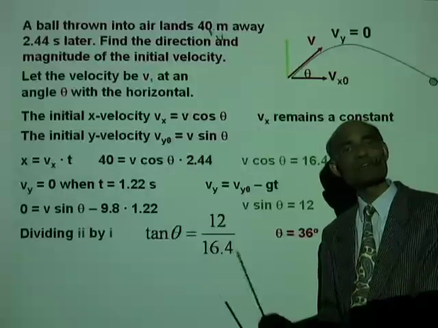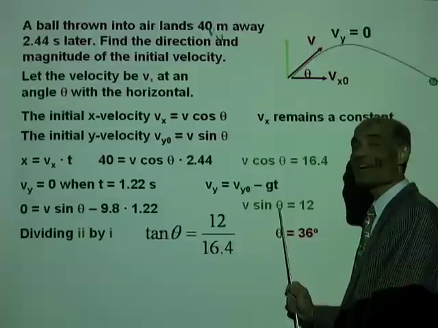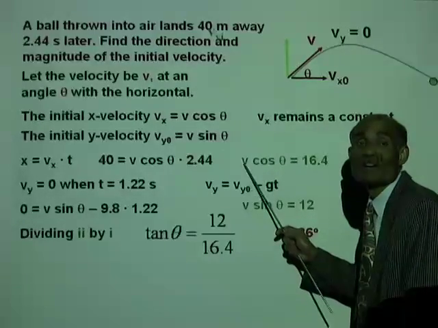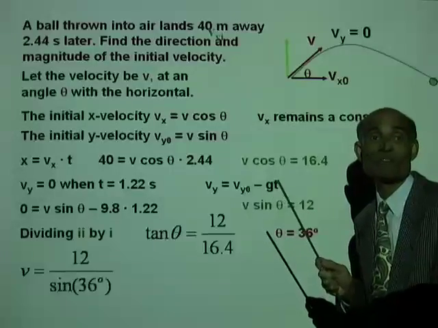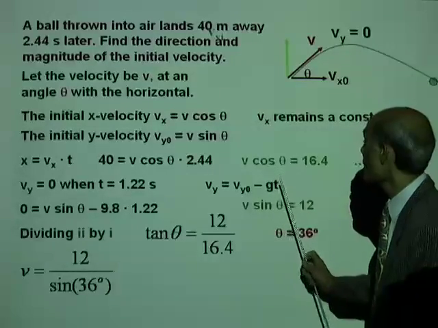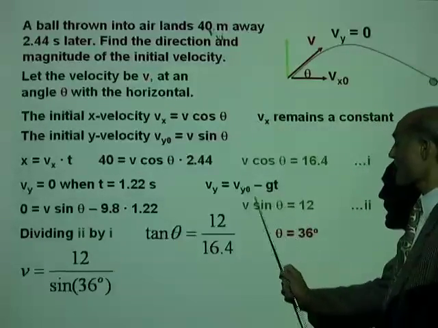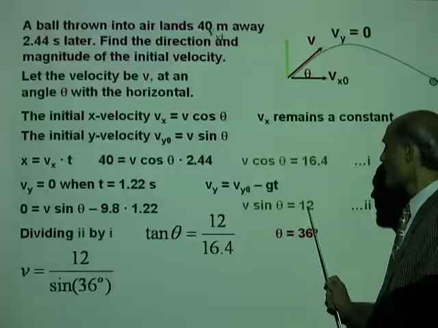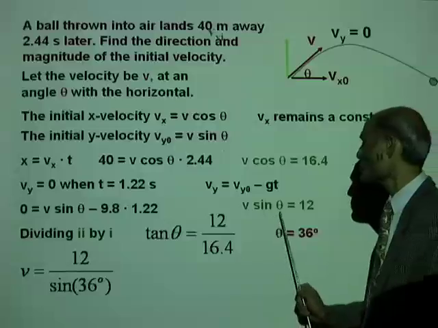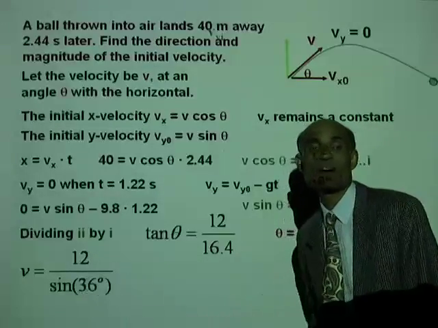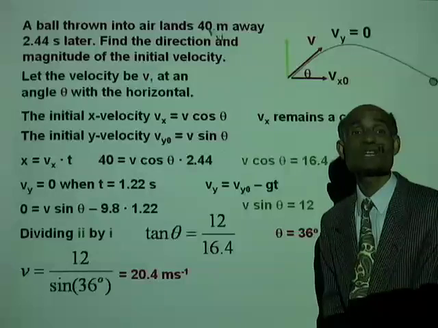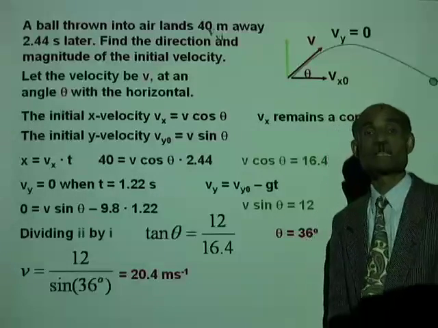You see how beautifully we were able to get that angle theta. And now that you have the angle theta, you can find the value of v. V can be obtained from any of these equations. I used this one. I said v equals 12 divided by sin 36 degrees, that is 20.4 meters per second.